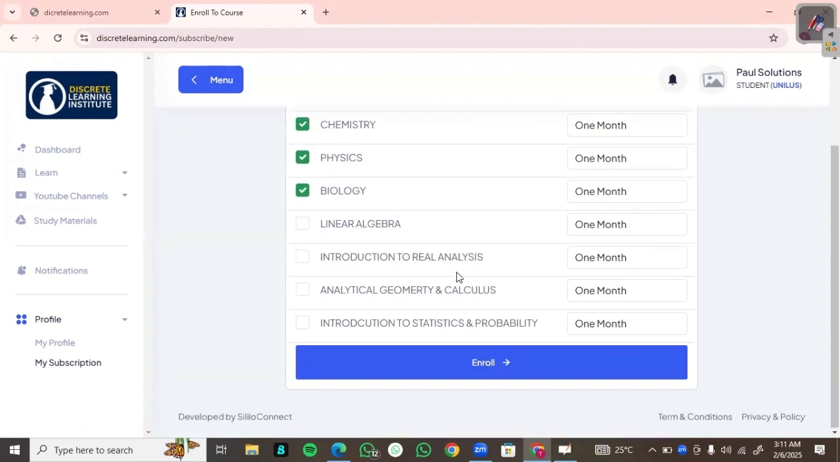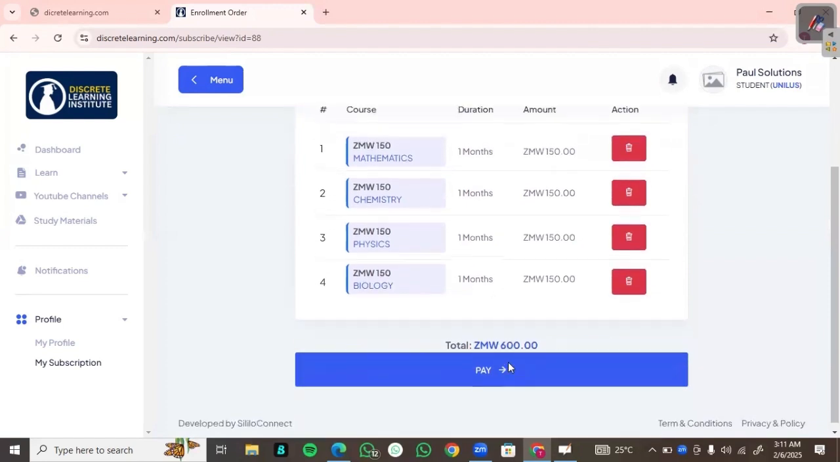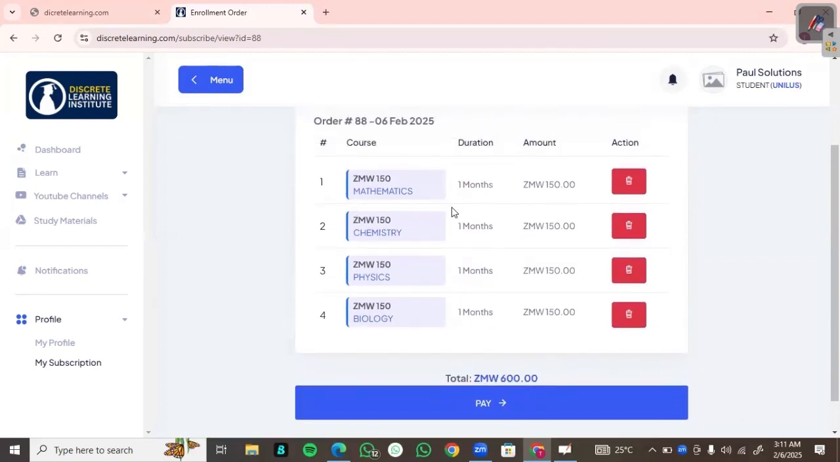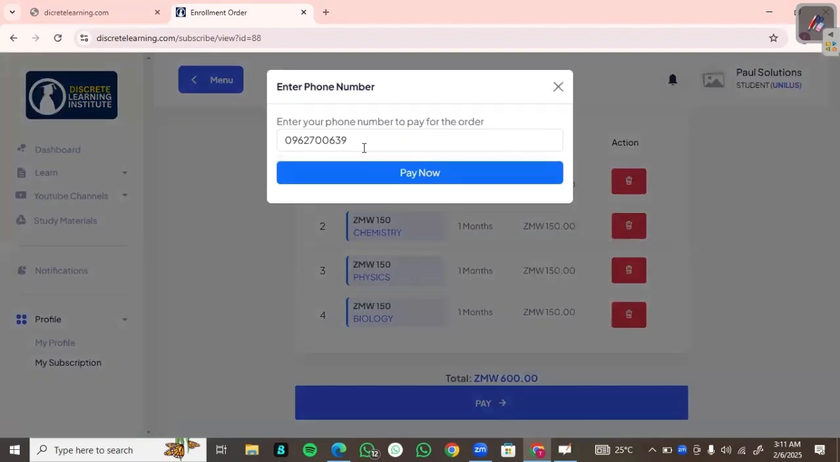So once you select the courses, you're going to click enroll. You wait for it to load. It will take you to this page that will show you the total amount that you're going to pay for all those courses that you've selected. And then you click pay. So you're going to have this drop down that is going to come. Here you put the phone number that you're going to use to pay. If you're paying using maybe a mobile money agent, tell them to put their number here. And then you click pay now.